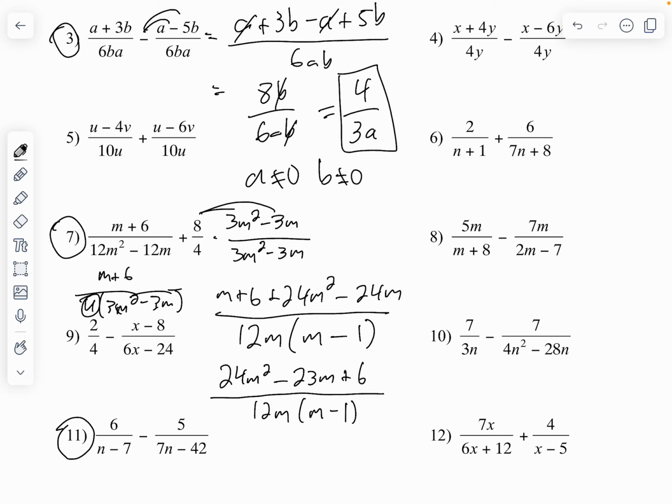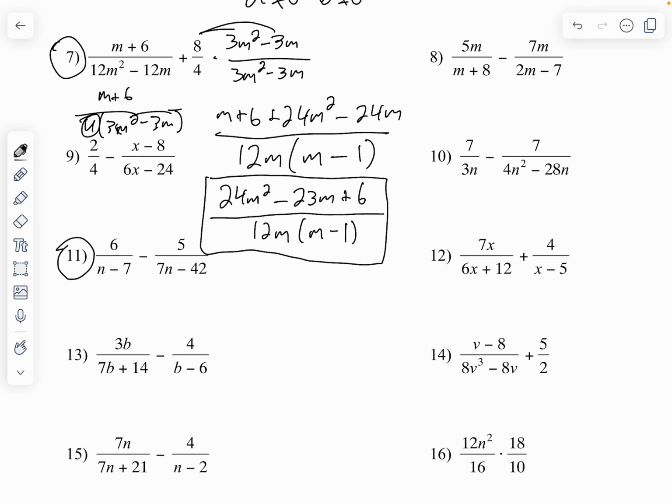Now, a little trick here. You might say, gee, can I factor the top? The only way it's going to matter is if m minus 1 is a factor. And m minus 1 will only be a factor if 1 makes the top 0. That's a little bit more advanced, but I'm just going to check to see if 1 makes the top 0, and if it doesn't, I'm not going to worry about factoring. So if I plug in a 1, I'm going to get 24 minus 23 is 1 plus 6 is 7. So no, there's not any factoring of the top that's going to help me. That's the best I can do. So we're just kind of combining things here.